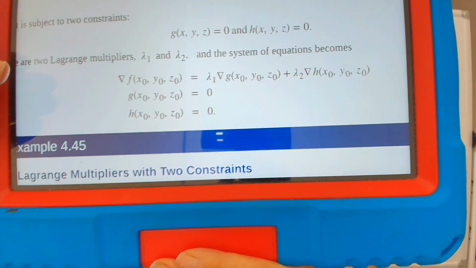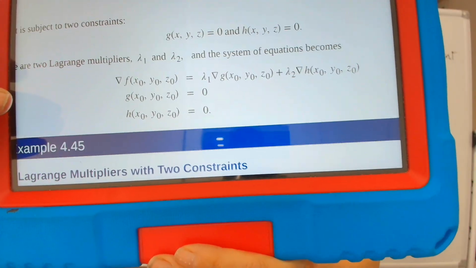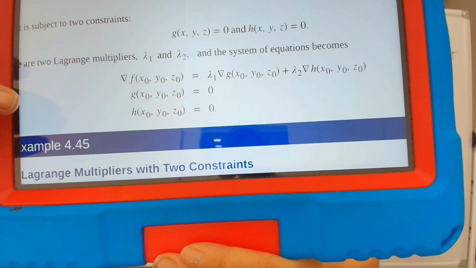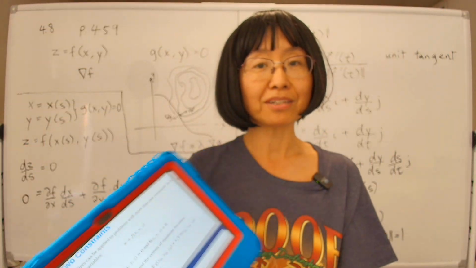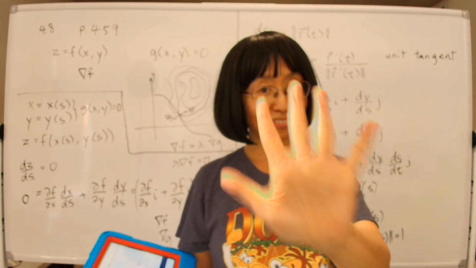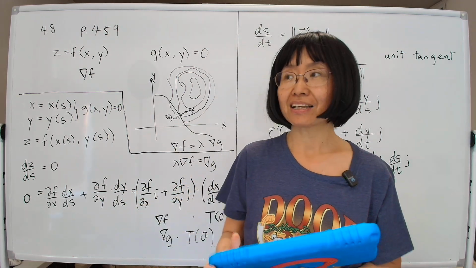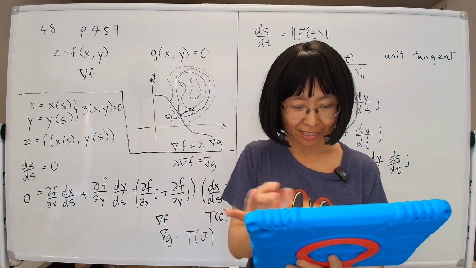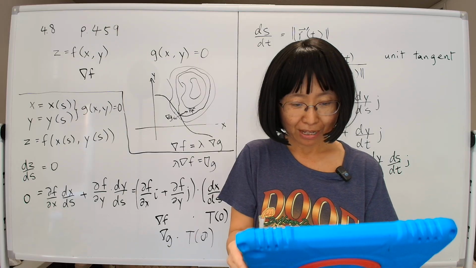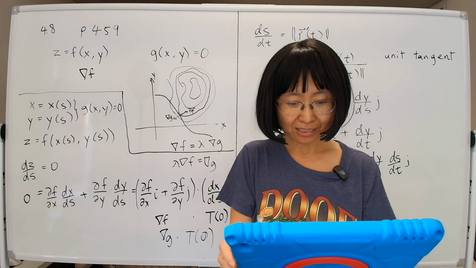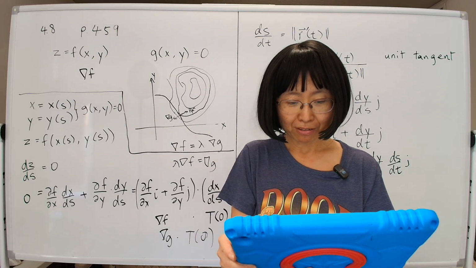So that gives you 3 equations. Then you still have the 2 constraints, right? G and H equal to 0. That gives you 2 equations. That's a total of 5 equations, and 5 variables. And you're going to plug stuff out, and I think they're just going to keep it simple for you, or something.